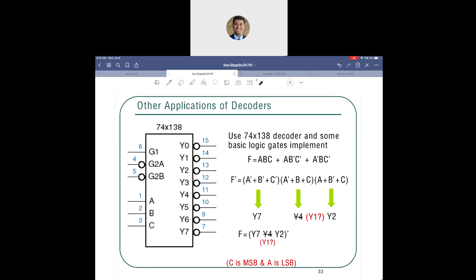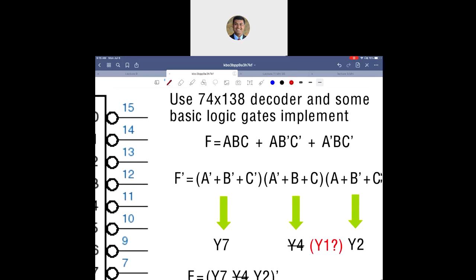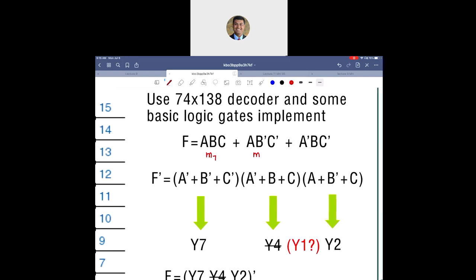So how can I write F? Well, I can write F as min term 7, ABC, that's min term 7. And min term 4, which is 100, and ABC complement, 010, min term 2. I'm just writing the function as min term 7 plus min term 4 plus min term 2. In other words, I can write it as summation ABC of 2, 4, and 7. Sum of min terms.